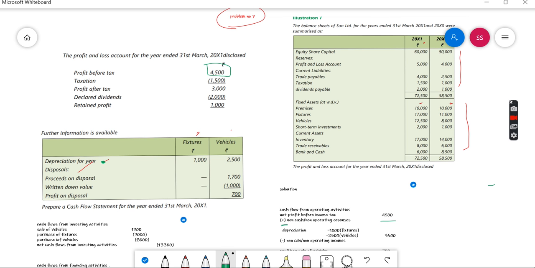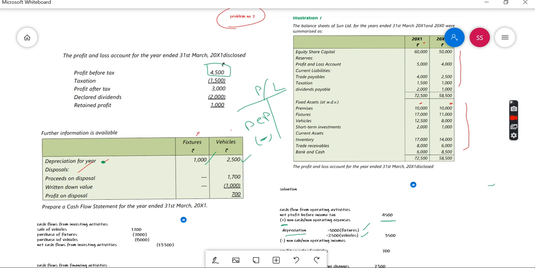Depreciation. Depreciation is a non-cash item. Previously, you have to see the second part in the pro forma, in that we have discussed everything. In the P&L account, depreciation is deducted, right? There is no cash outflow because of that, but we have deducted it. So that's why now we are adding it back. So add non-cash or non-operating expenses, which is depreciation. Depreciation for the fixtures is 1000 rupees, right? And then for the vehicles it is 2500 rupees. So both we will add back to the net profit before tax. Total will become 3500, right?